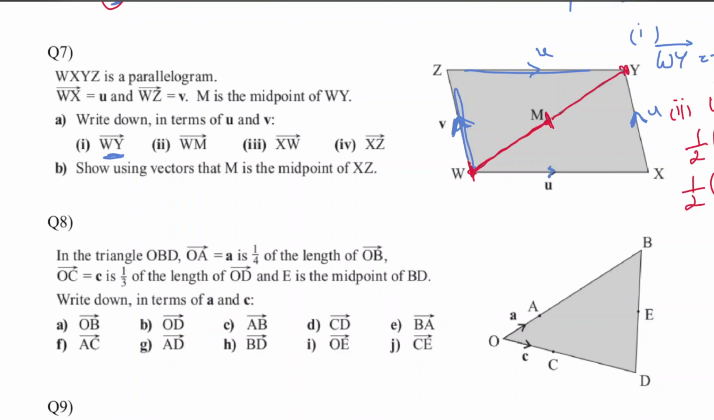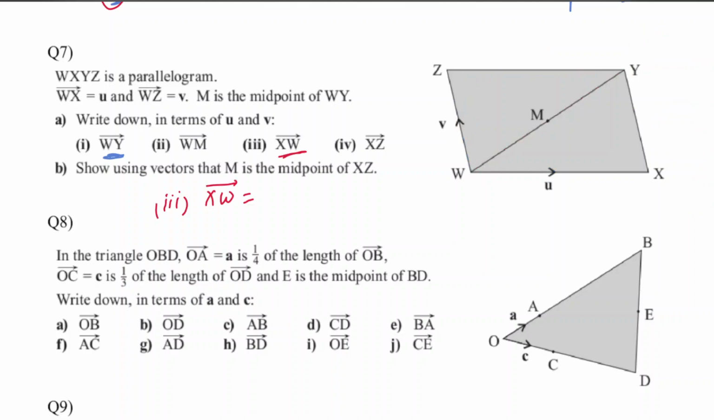Then what is Xw? Let me do it here. Xw. What is Xw? So we have to start our journey from X. Where is X? X is over here, and we have to reach W. W is over here. So it is just the opposite direction of u. Wx is u and Xw will be minus of u. Okay.